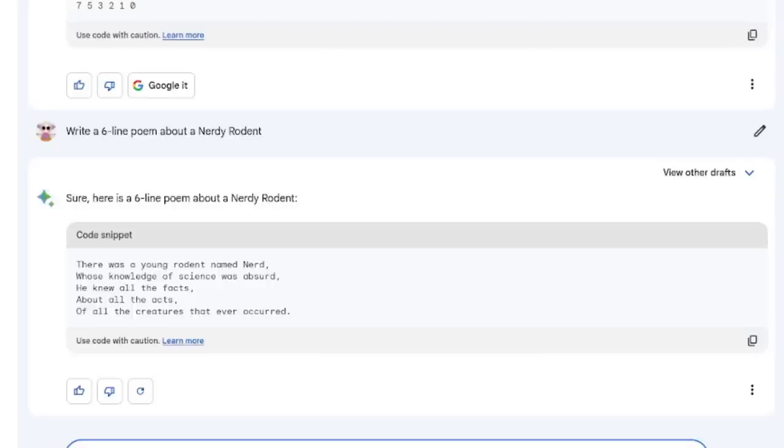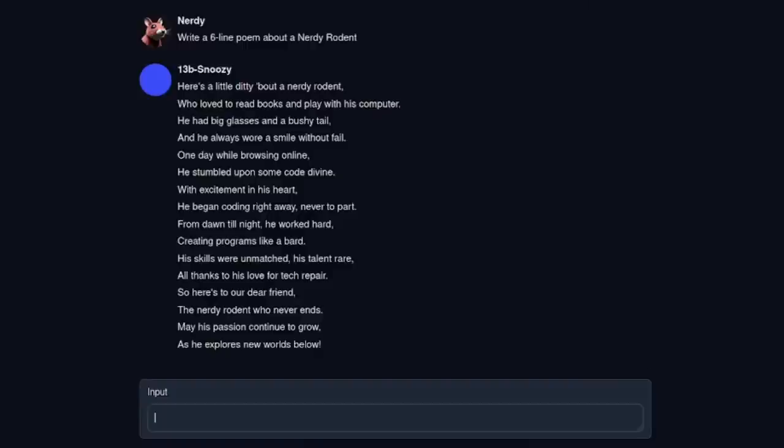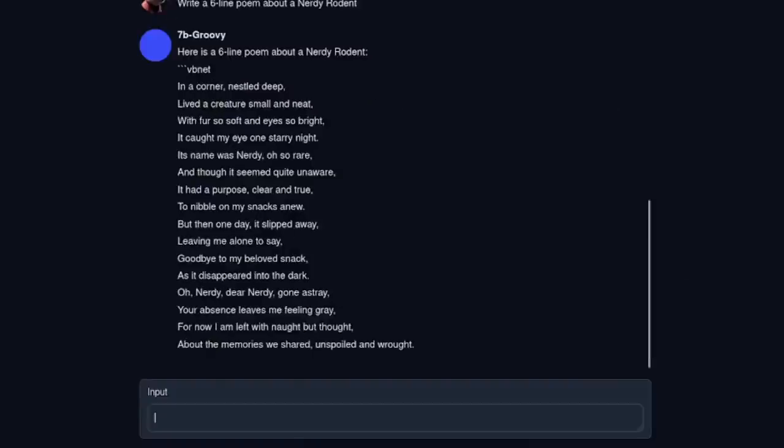All right, that's quite absurd. I didn't ask for a limerick, so all right. I quite like this. I mean, 7B did really well, even though it wasn't six lines. I quite like it. All right, let's do some more creative stuff here.